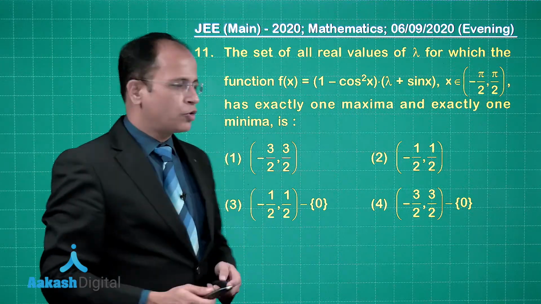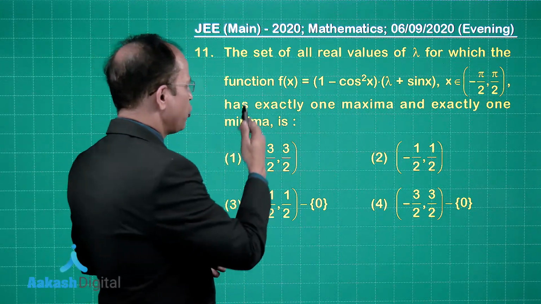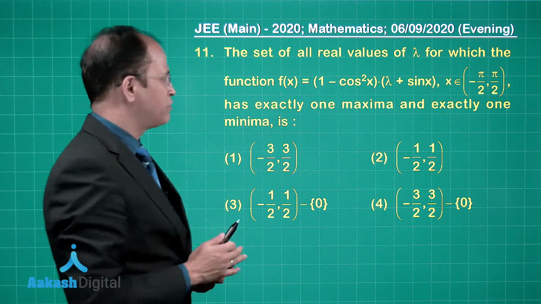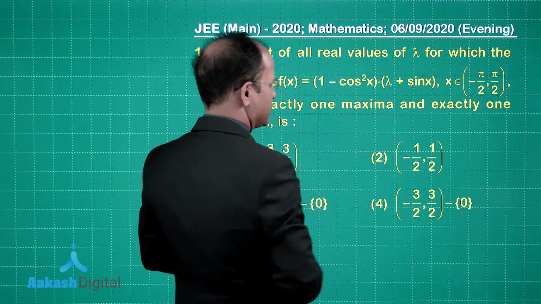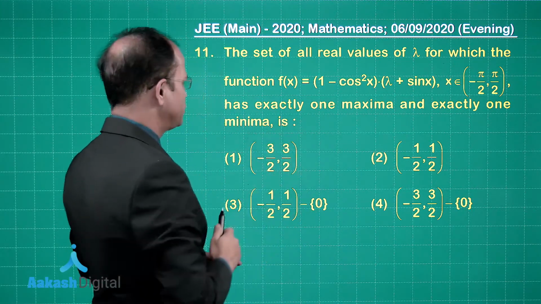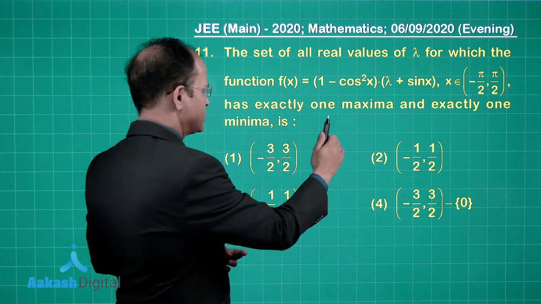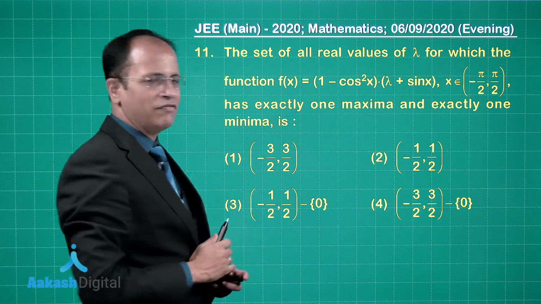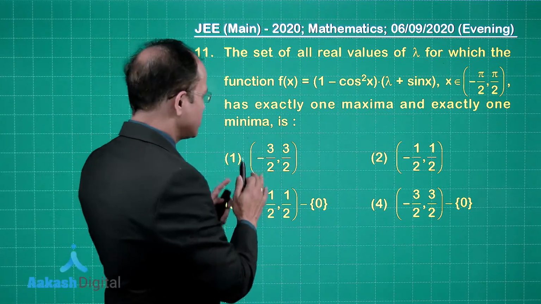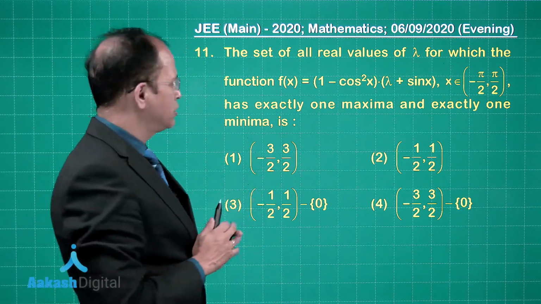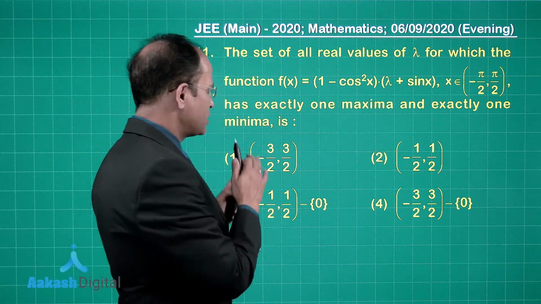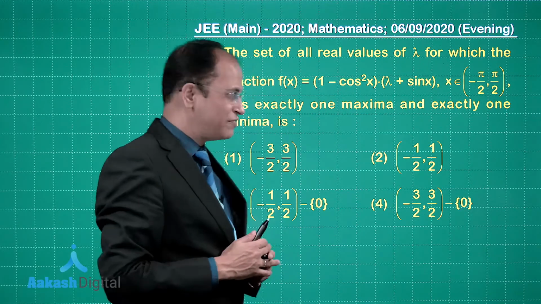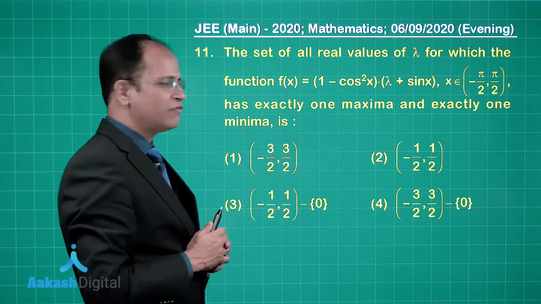Now friends, let's talk about question number 11. Set of all real values of lambda for which the function f(x) = 1 - cos²x (lambda + sin x), x belongs to (-π/2, π/2), has exactly one maxima and one minima. This is a problem based on the concept of maxima and minima, and it is under the banner of application of derivative. It's a very important concept.